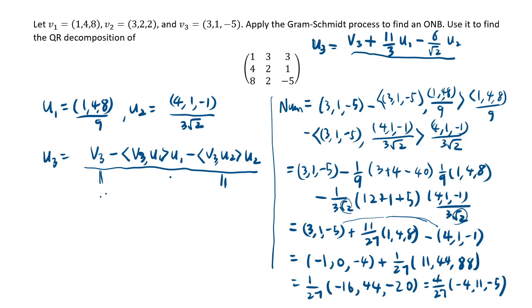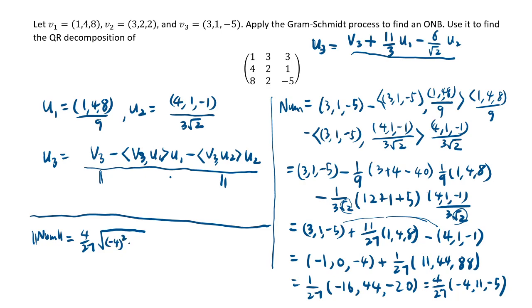Okay, we still need to figure out the norm of the denominator, so let's calculate the norm of the numerator. It's going to be 4 over 27. Pull that outside when you calculate the norm. It's negative 4 squared, which is 16. 11 squared, which is 121. Negative 5 squared is positive 25. So 25 plus 16 is 41. 121 plus 41 is 162. Okay, so we have 4 over 27, square root of 162.